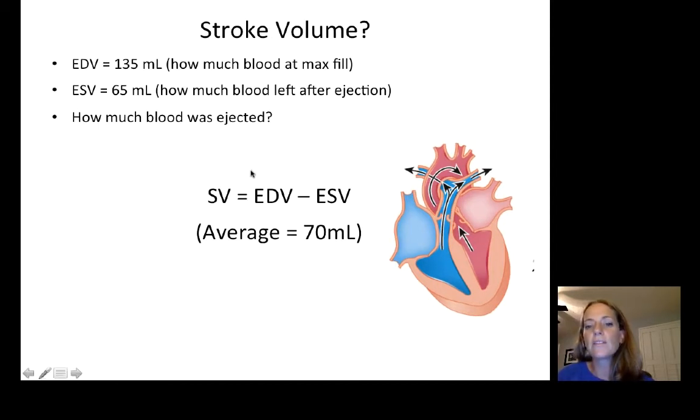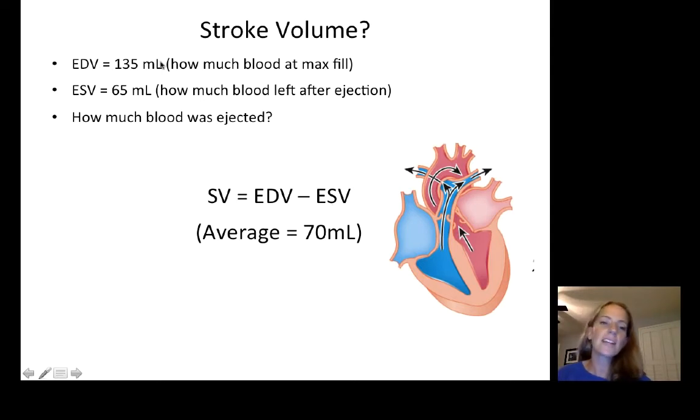So now we can do some calculations. Are you guys excited? I know you're excited. Now we can calculate how much blood was ejected in stroke volume. We know our maximum fill, that was our end diastolic volume. We know our minimum fill, that was our end systolic volume. And the difference between the two, the max minus what was left over, is going to be your stroke volume.